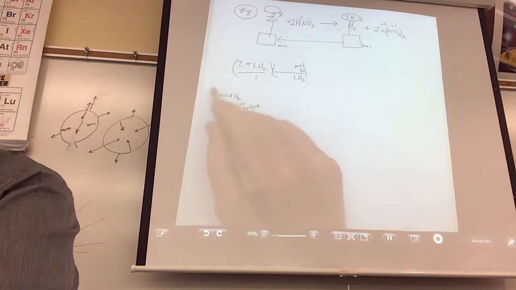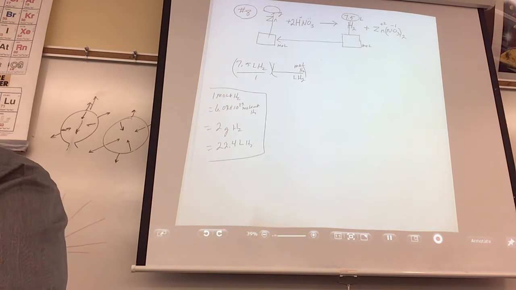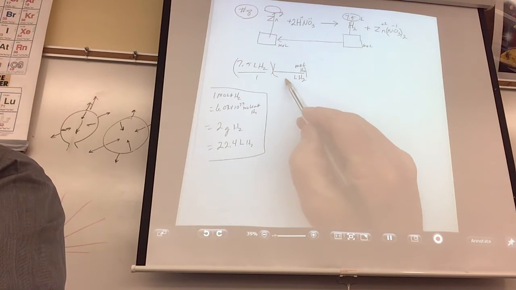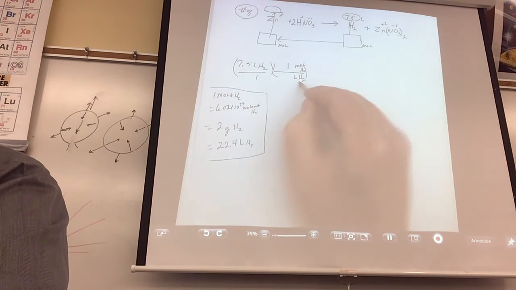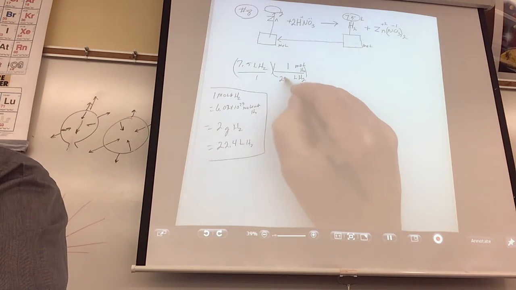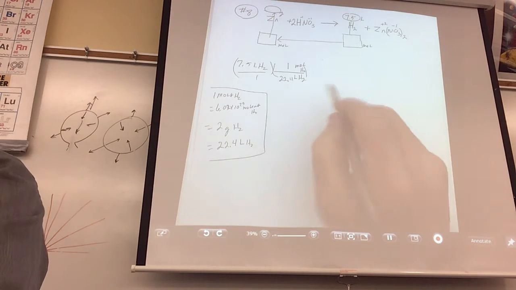Now, guess what? I can do this. I can do it. There's my little toolbox, right? All I need to say, what if this is equal to that? And you go down here and you say, there it is, 1 mole of hydrogen gas is the same as, there it is, 22.4.